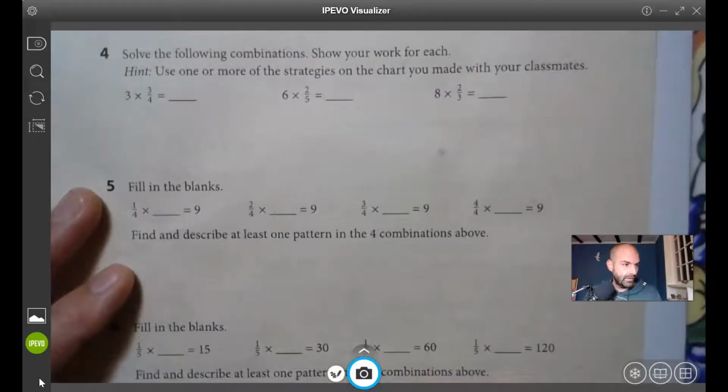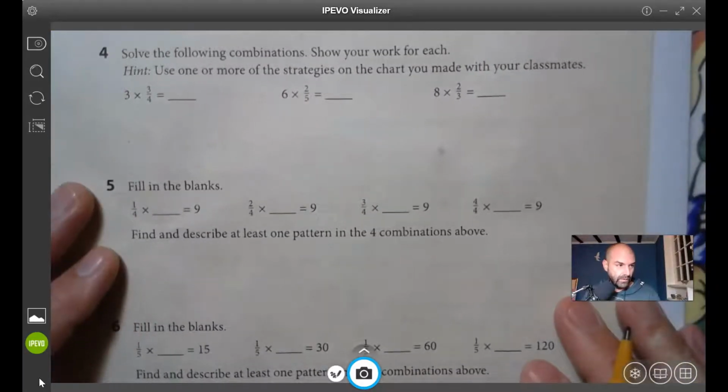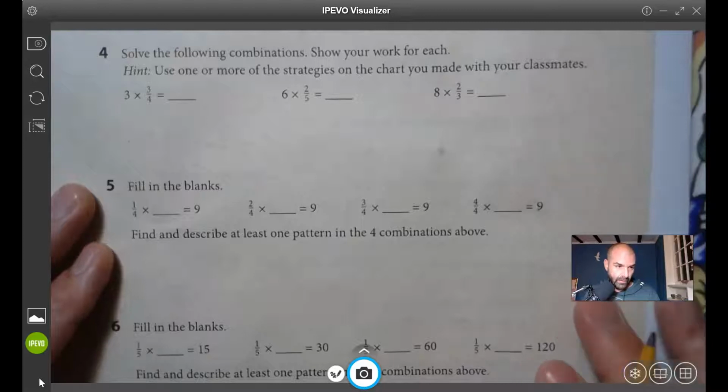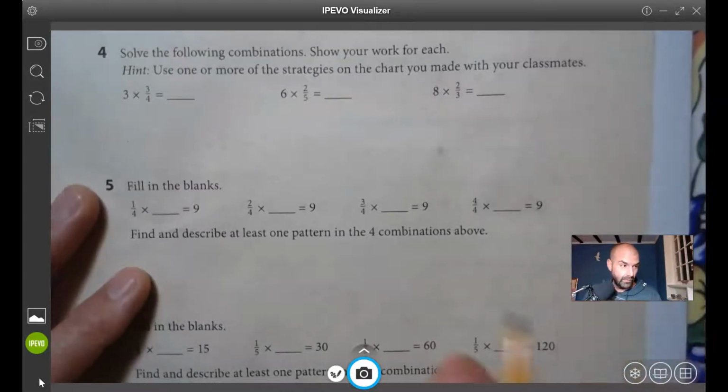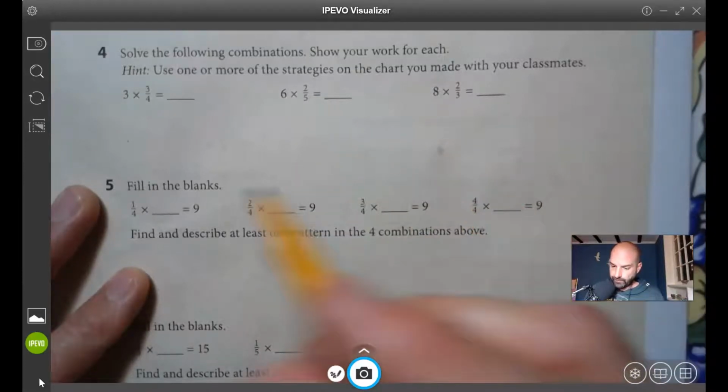All right, solve the combinations, show your work for each, use one or more of the strategies on the chart that we made on Wednesday morning. I don't know when you'll be doing this.